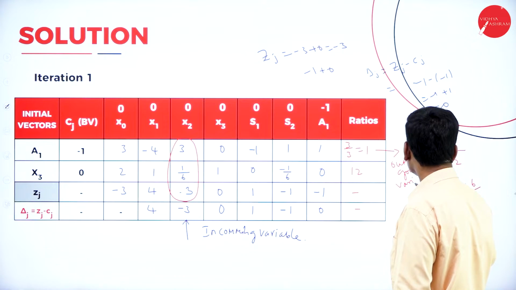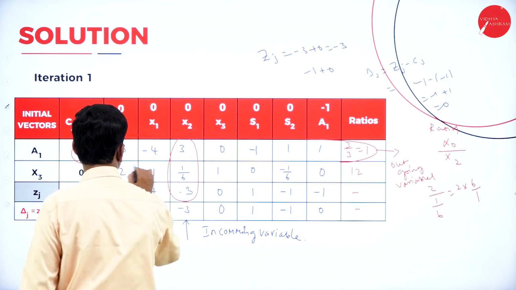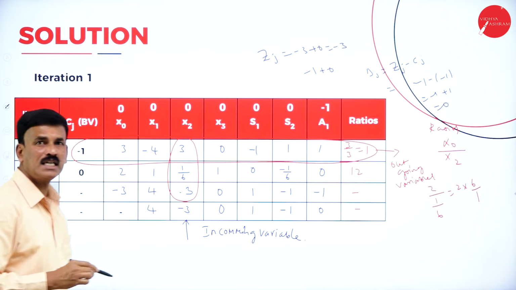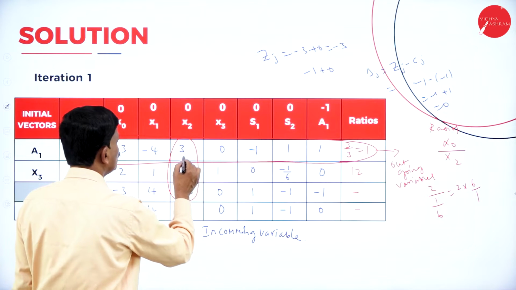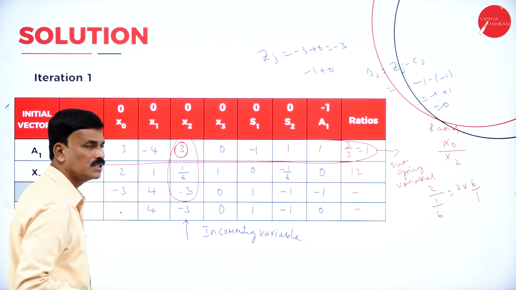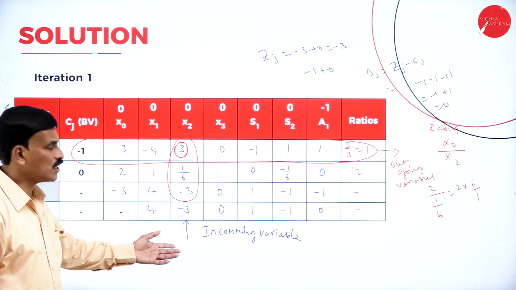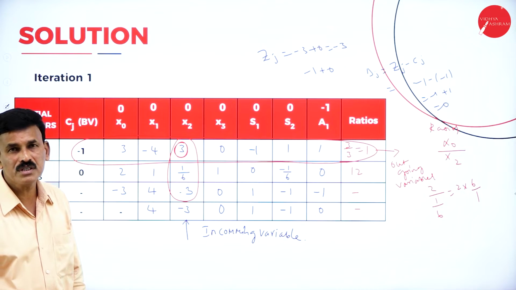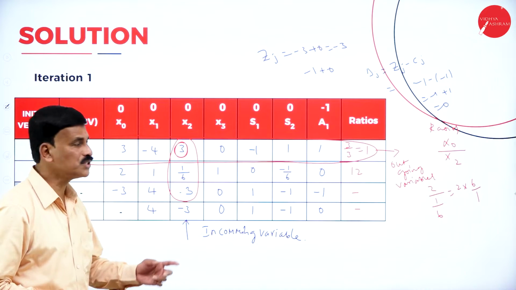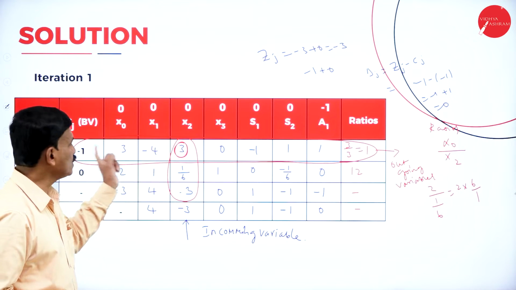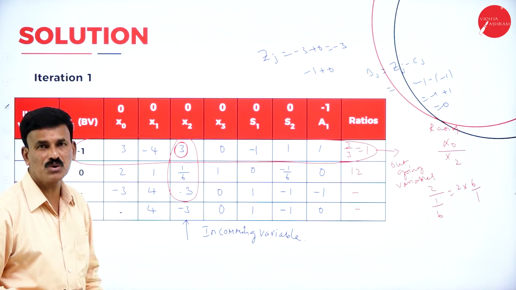So outgoing variables are these. Now identify the key element. What is the key element? The intersection of incoming variable and outgoing variable, this 3 is the key element. Now here also, since there is a negative value, the optimality is not reached, hence we have to go for the next iteration, iteration number 2. So in the next iteration, what are the steps? As usual, convert this 3 as 1 by dividing the entire row by 3, and convert this 1 by 6 as 0 by using the elementary row operation.